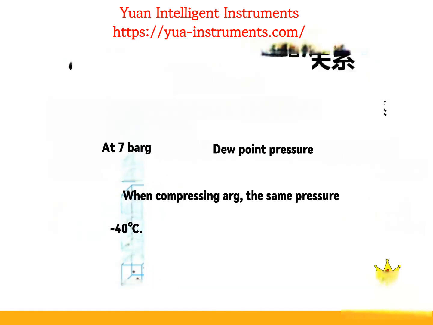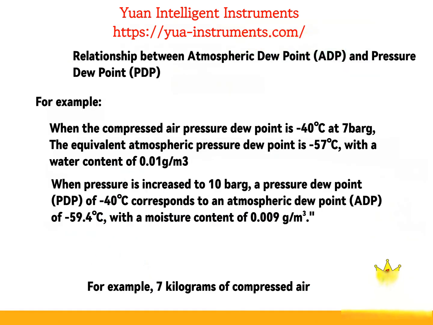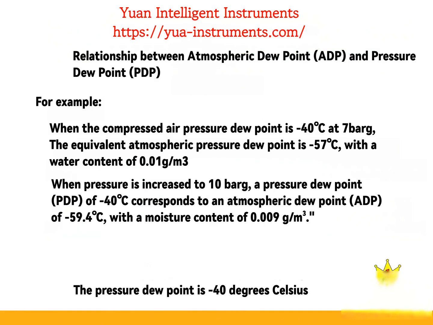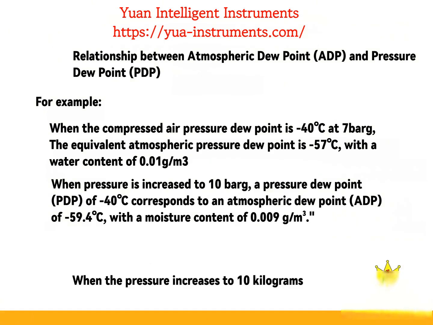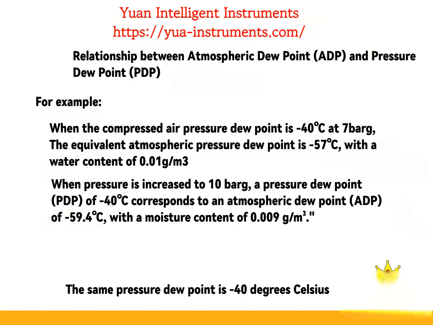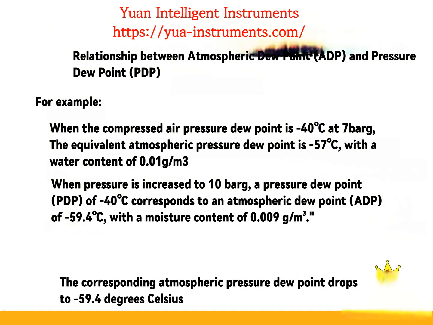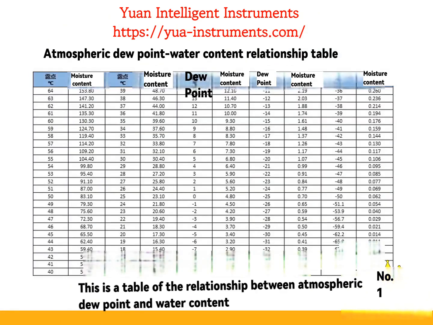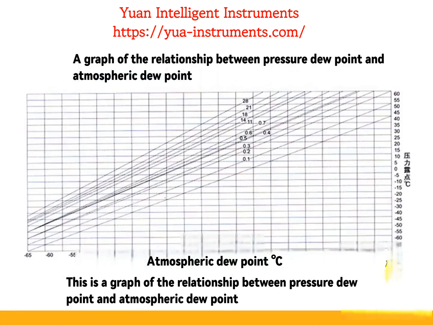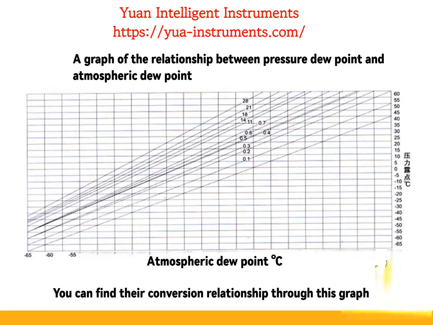For example, for 7 kilograms of compressed air, the pressure dew point of -40 degrees Celsius is equivalent to the atmospheric pressure dew point of -57 degrees Celsius. When the pressure increases to 10 kilograms, the same pressure dew point of -40 degrees Celsius corresponds to an atmospheric pressure dew point that drops to -59.4 degrees Celsius. This is a graph of the relationship between pressure dew point and atmospheric dew point. You can find their conversion relationship through this graph.